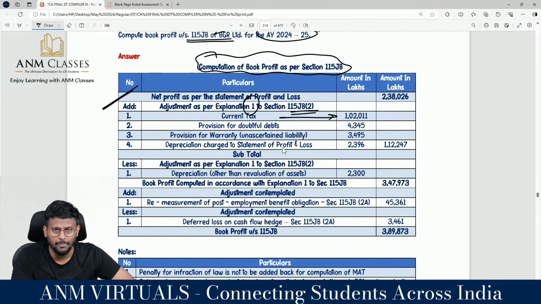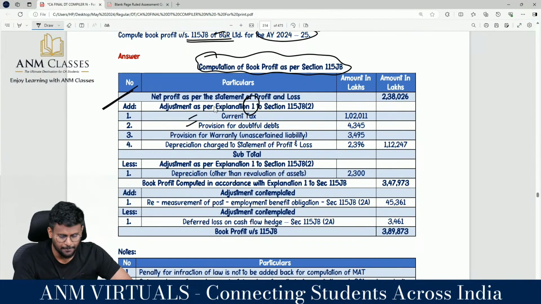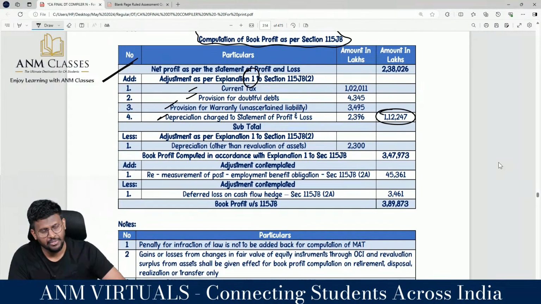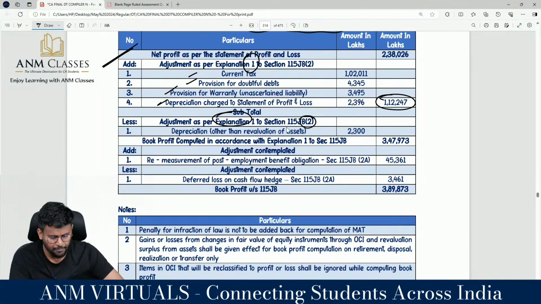Current tax should be added back because it is income tax paid or payable. Super, sir. Provision for doubtful debt should be added back because of diminution in the value of the asset. Provision for warranty, since it is an unascertained liability, should be added back. Depreciation charged to the P&L account should be added back, and depreciation excluding revaluation should be reduced. You will get some subtotal. Super. Less: adjustment as per Explanation 1 to section 115JB subsection 2.